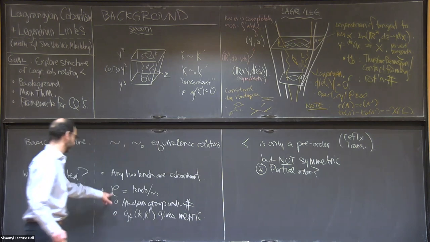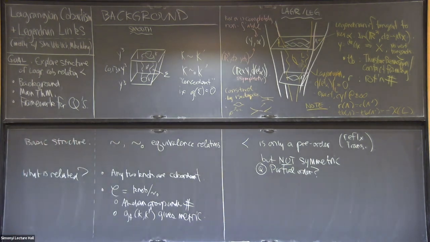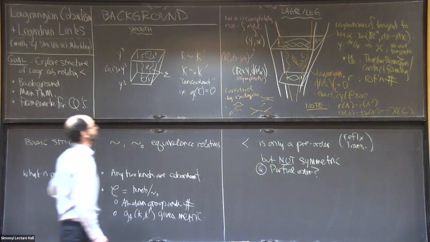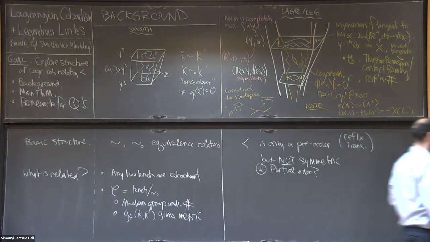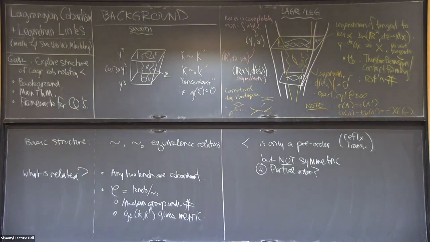It gives a metric, and so you can think of the concordance group as a group with a metric, so the metric group theorists, I guess, could do something with this. I'm sure they do. Okay. On the Lagrangian side, we ask what's related, and that's a hard question. Let me just start by giving some obstructions.